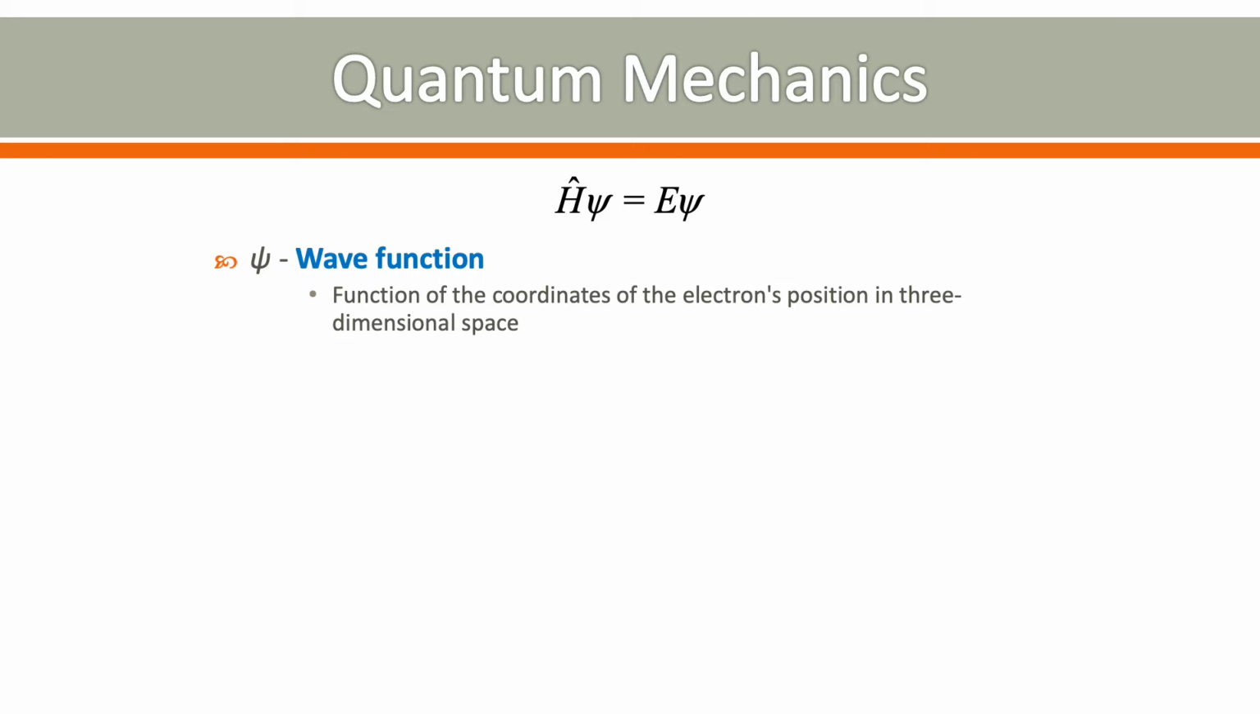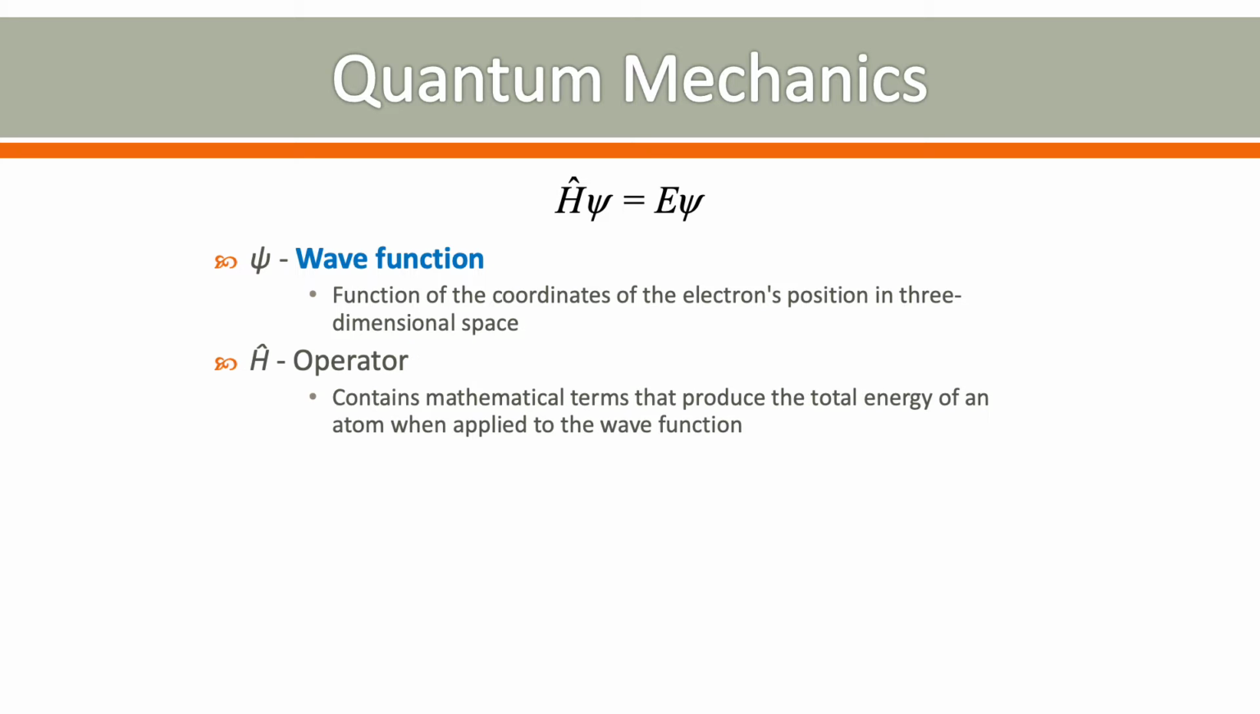Psi is called a wave function. The wave function is a function of the coordinates of the electron's position in three-dimensional space. This is necessary because we would like to have an idea of where the electron is around the nucleus. H is called an operator, which contains the mathematical terms that produce the total energy of the atom when applied to the wave function.